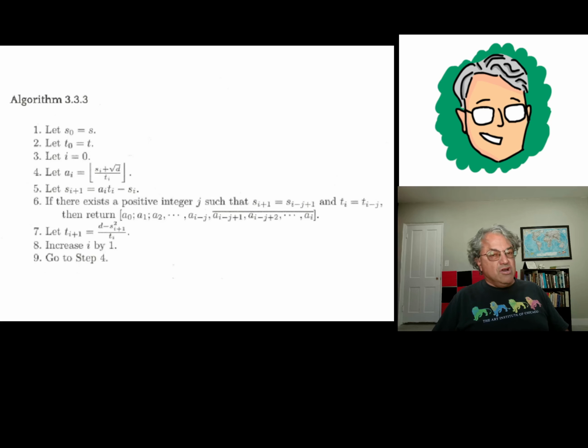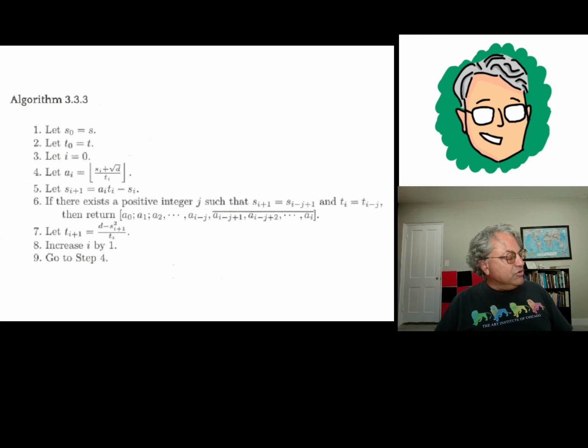Remember, our quadratic irrational number is of the form s plus square root of d over t. That's what we're given: s, d, and t. So here's how the algorithm goes. We're initializing three sequences: a sequence of integers s sub k, a sequence of integers t sub k, and also a sequence of integers a sub k. We initialize s0 equal to s and t0 equal to t. Those are the first two steps. And we initialize our index, which I'm calling i here, to 0.